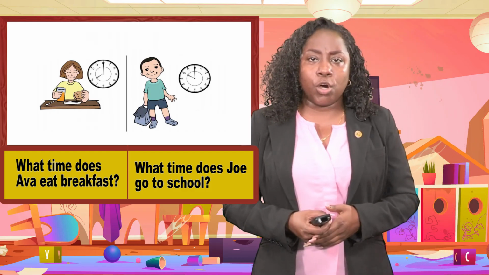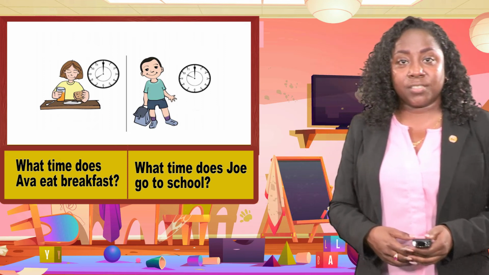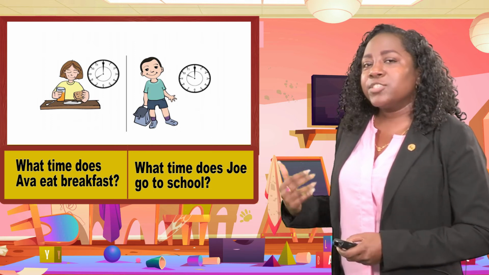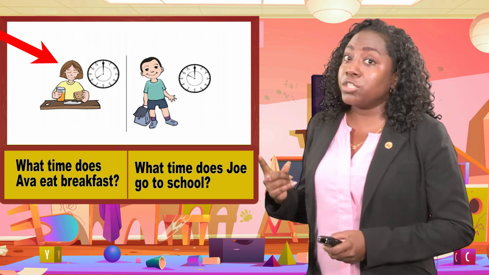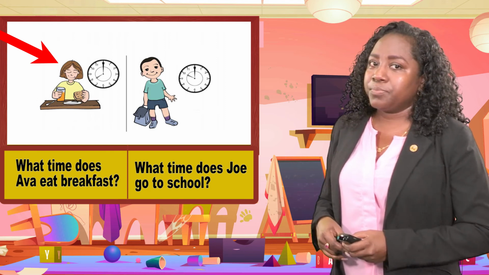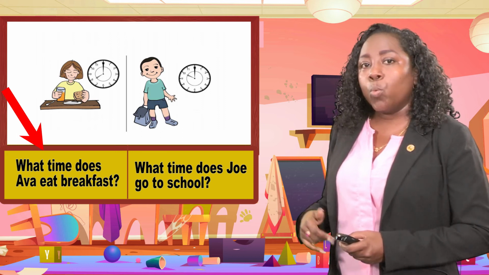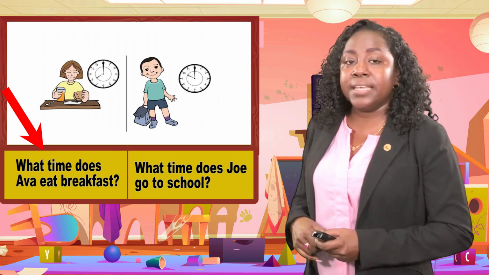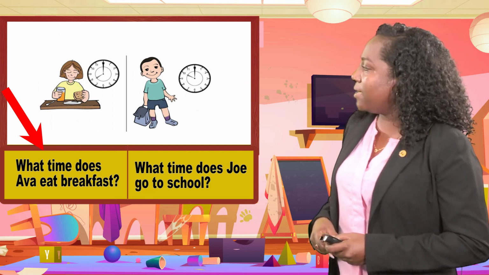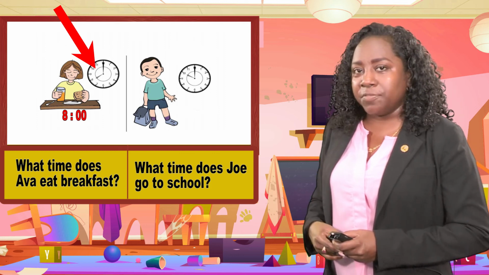Look at the pictures on the screen and also look at the questions. Can you read it or should I read it for you? So look at the picture carefully and you'll also see the picture of a clock, and it's telling a time. What time does Ava eat breakfast? If we look at the clock, it's showing 8 o'clock. So we have to write the time at the bottom of the picture.